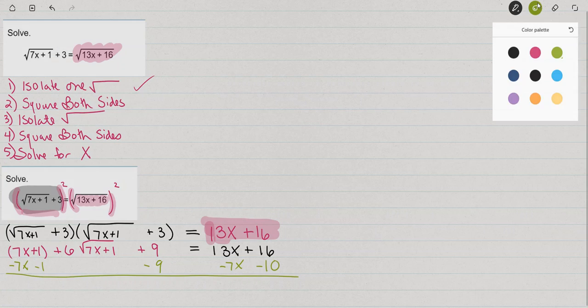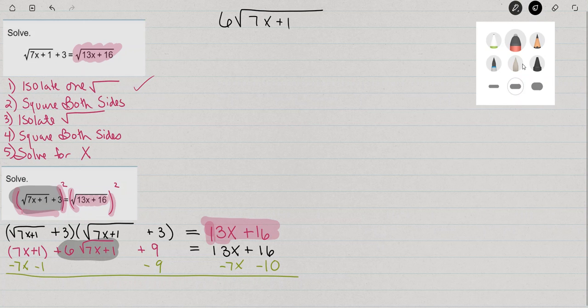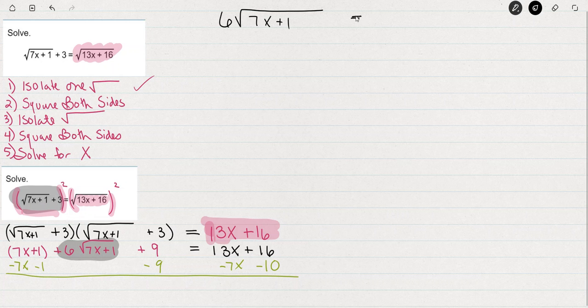Now when I do that, I'm going to transfer up here at the top so that we have plenty of space. We'd have a 6 times the square root of 7x plus 1. That's what remains on the left, because everything else will have been eliminated now. And on the right, we'd have 13x minus 7x, 13 minus 7 is 6, so we have 6x, and then 16 minus 1 minus 9, so 16 minus 10 would be plus 6.